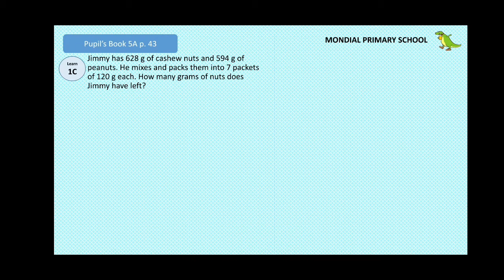What keywords have you gathered from the problem? Anyone knows? Good. Please underline or highlight them. Jimmy has 628 grams of cashew nuts and 594 grams of peanuts. Then he mixes and packs them into 7 packets of 120 grams. Good job! How can we solve the problem?